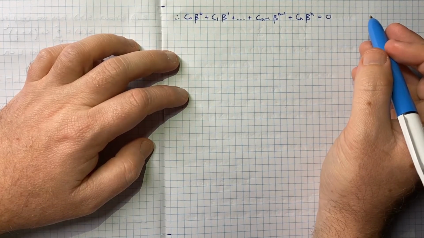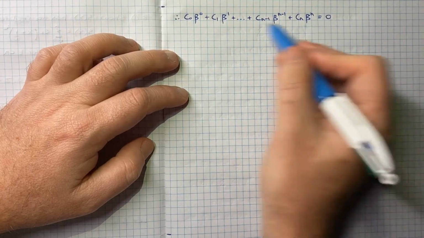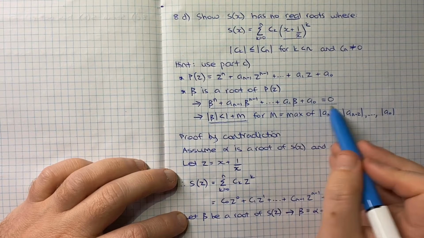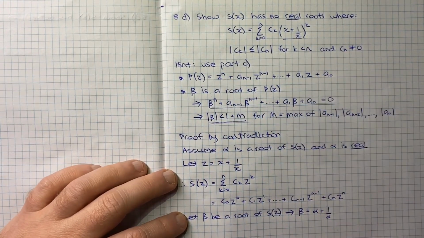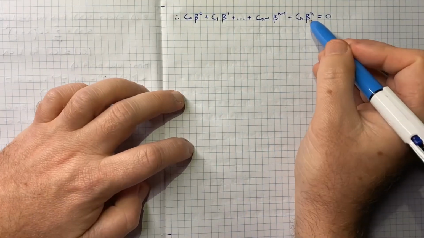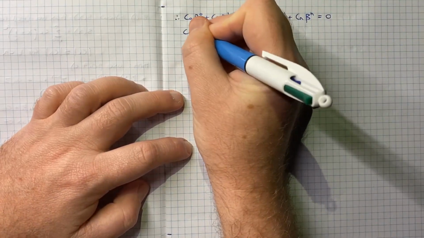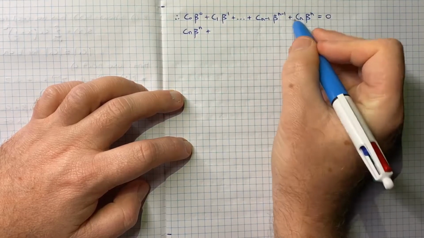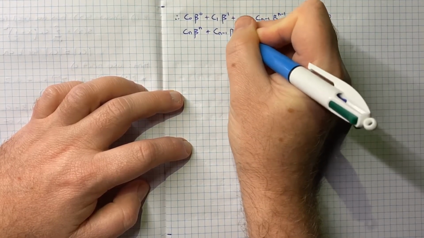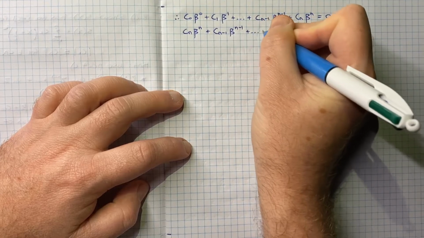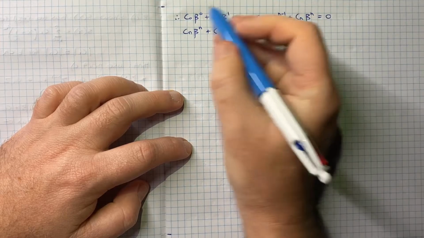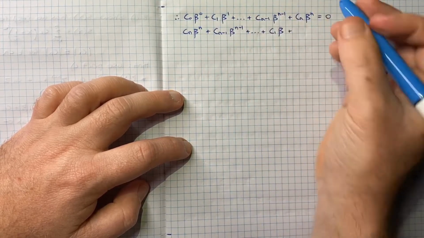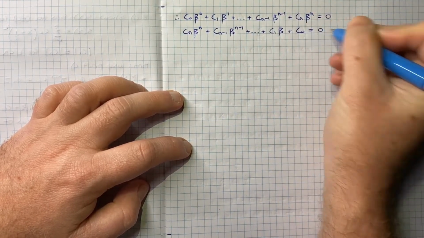Now, it might be helpful just to rewrite this in the same order that we had p(z) written in, with the z to the n first, just to help with drawing the comparison. So let's just do that as a step. So let's say we've got c n beta to the n plus c n minus 1 beta to the n minus 1 plus, and so on, c1 beta to the 1 plus c naught beta to the naught. Anything to the naught is just 1, so plus c naught, that's all equal to 0.